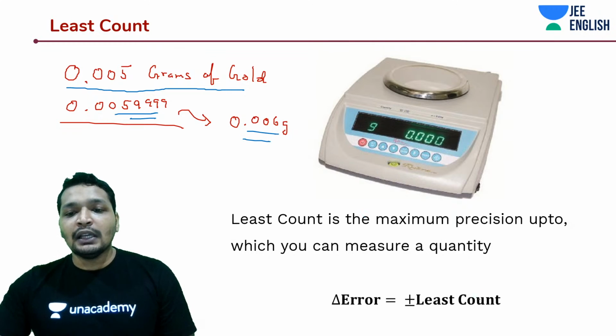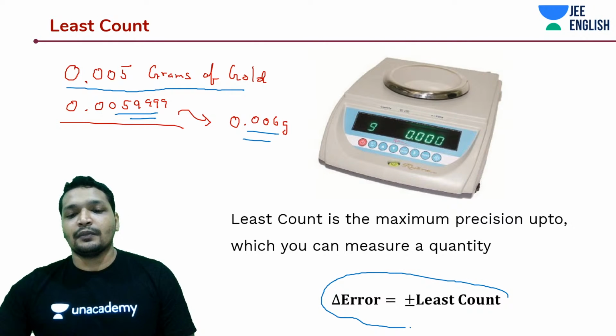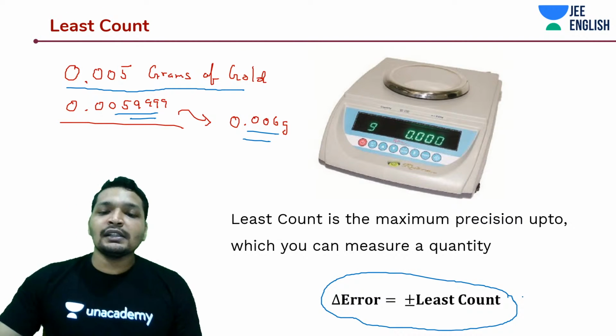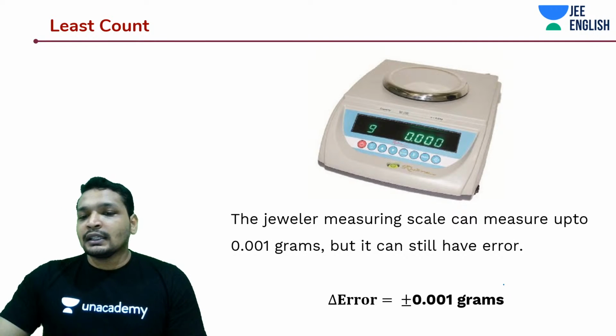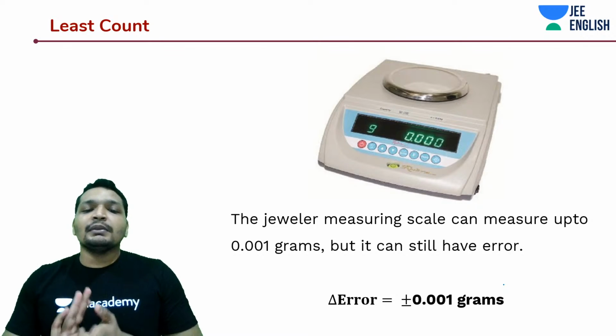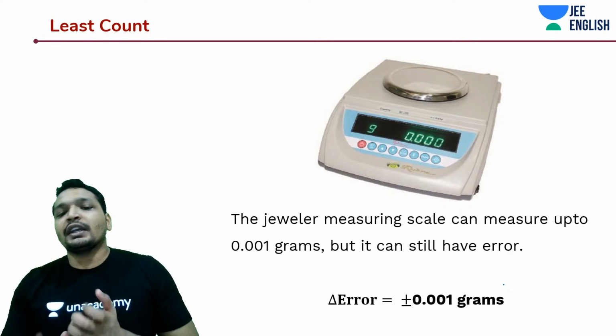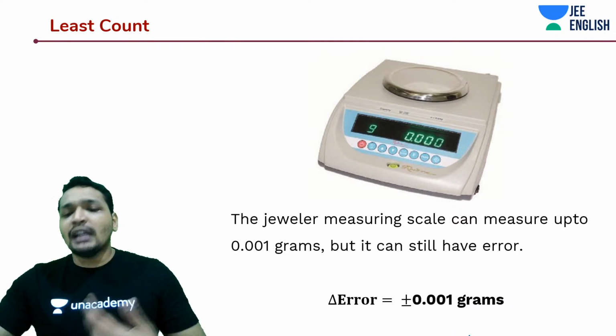So there can be a plus or minus least count based error. Even though it's a precise instrument, it has some error. Okay, so that is the thing. Like, in this case, my jeweler's measuring scale could have only measured 0.001 gram of gold. It cannot measure 0.0099 grams of gold. So it still has some error.